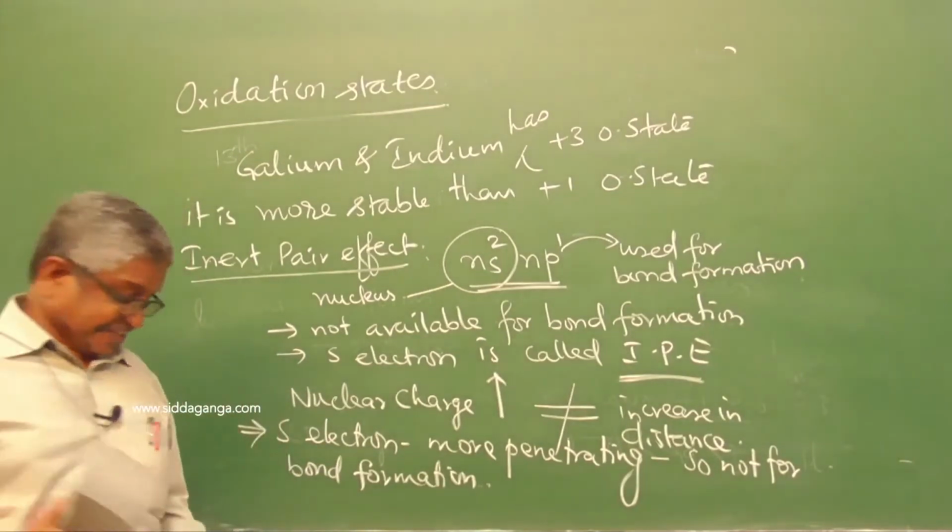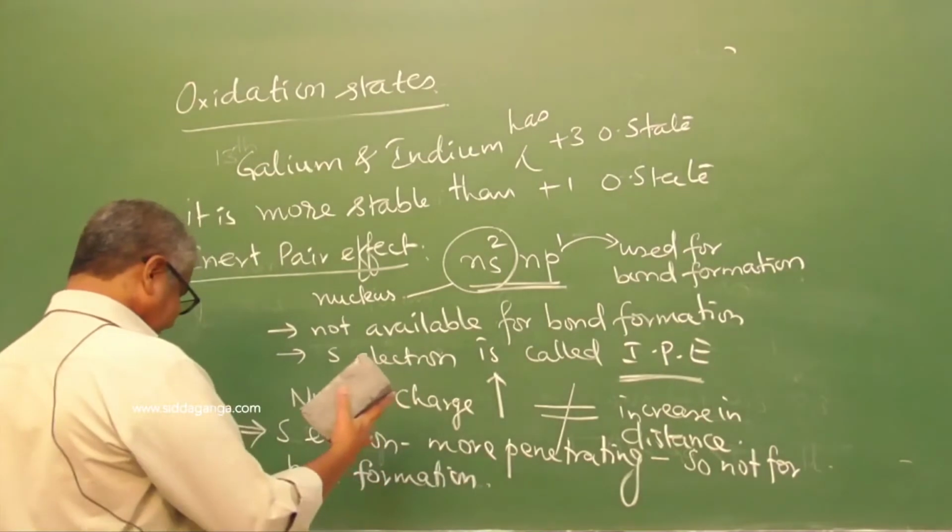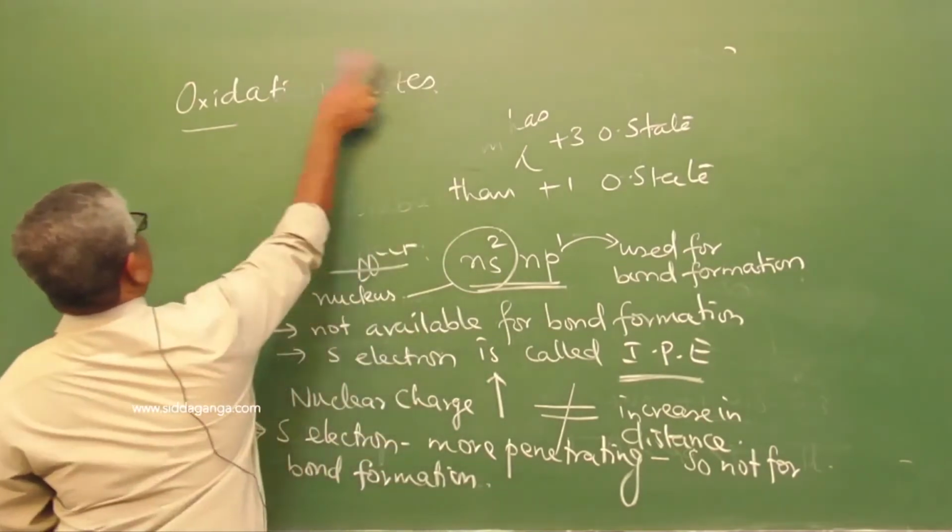Now next it is atomic radii and ionic radii.